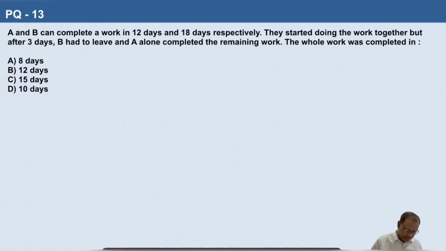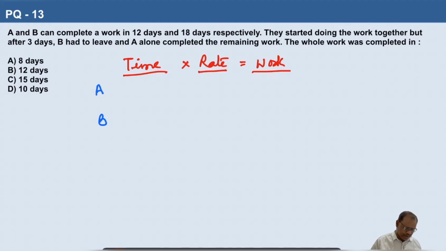So let us write here the titles: time into rate is equals to work. So we have two people here, A and B. A can do the work in 12 days, B in 18 days. So LCM is 36 for 12 and 18. It is divisible 3 times. It is divisible 2 times.